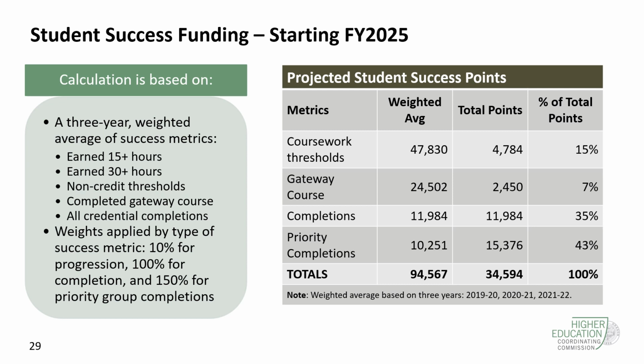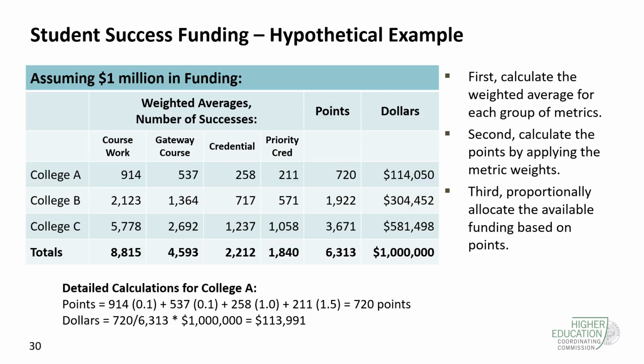So you can see that's roughly 43%. So because 43% of the points are for priority completions, that means 43% of the total available funding will also be distributed for these priority completions. So how does that actually work? Using a hypothetical example, just like we did for student support, similar approach, same 3 steps.